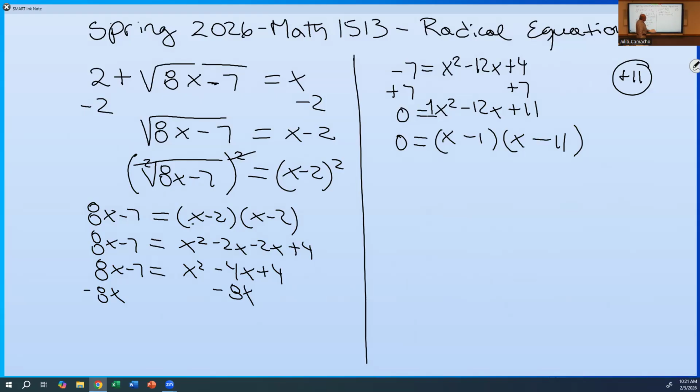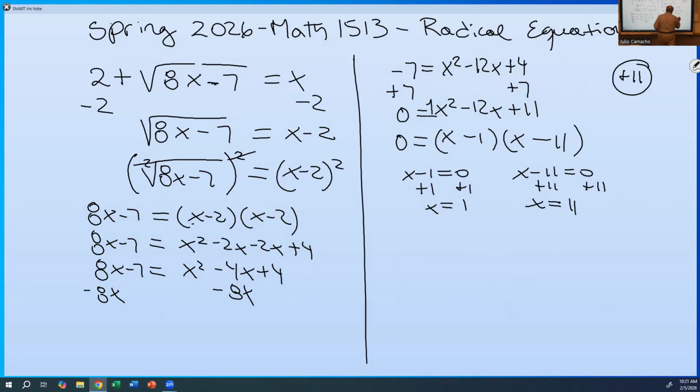So that is the solution, but we need to set each factor to 0 to see the value of x. The first one, you have x minus 1 equals 0. You add 1 to both sides. x is equal to 1. And the other one, you have x minus 11 equals 0. If you add 11 to both sides, x is equal to 11. You need to choose which one is the answer.